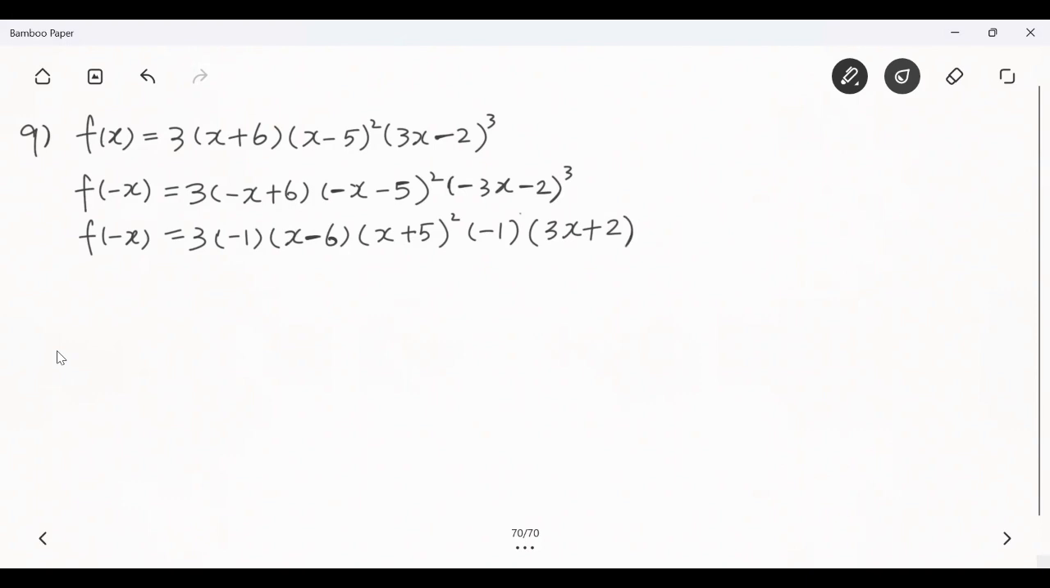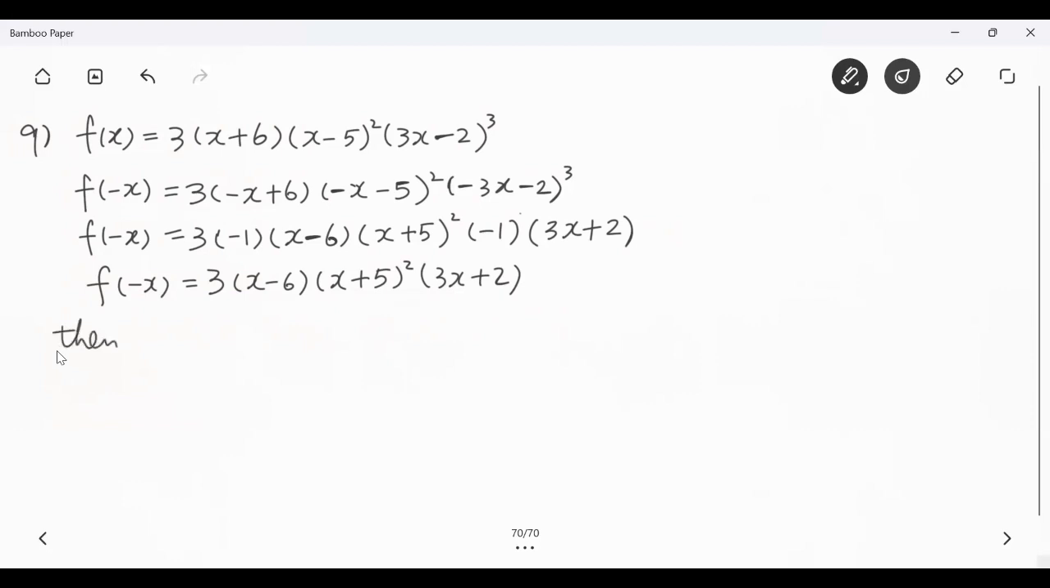Okay, so double check this, how many negatives? 1, 2. So simplify, it is x minus 6, right? Outside, no more negative, right? So times x plus 5 squared times 3x plus 2. Right? And compare the last function with the first, the original function. The original is x plus 6, and this function is x minus 6, not the same, right?